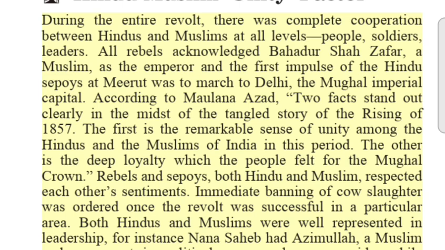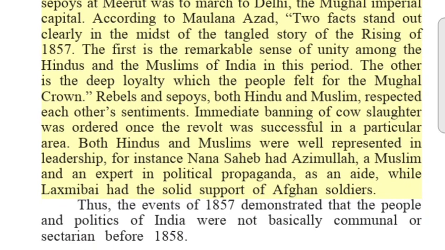According to Maulana Azad, two facts stand out clearly in the midst of the tangled story of the rising of 1857. The first is the remarkable sense of unity among the Hindus and the Muslims of India in this period. The other is the deep loyalty which the people felt for the Mughal crown. Rebels and sepoys, both Hindu and Muslim, respected each other's sentiments. Immediate banning of cow slaughter was ordered once the revolt was successful in a particular area.